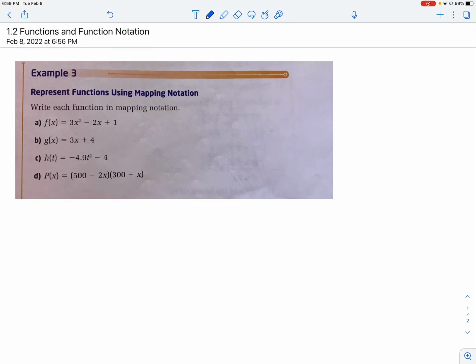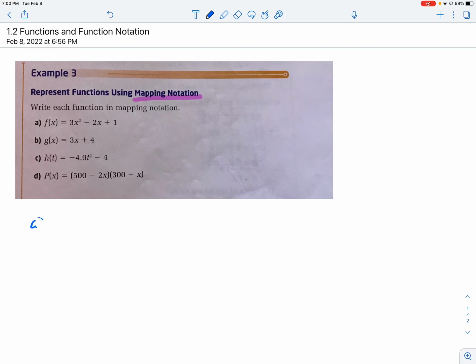Okay, welcome back to 1.2 functions and function notation. In this video, we're going to look at another way of representing a function using mapping notation. It's kind of like the mapping diagram except without the diagram part. So when we use mapping notation, it's our functions that are listed here. When we convert them from function notation to mapping notation, they're going to end up looking like this. And this is actually really easy to do.